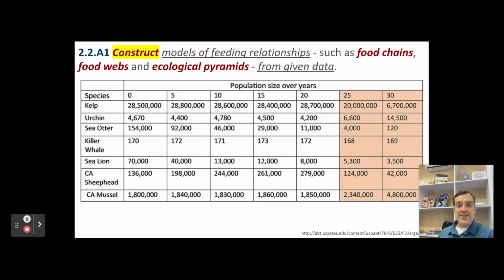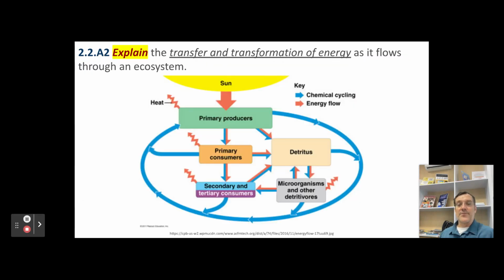You may be tasked on an ESS exam or in one of your PSOWs to build a model of feeding relationships based on numerical data. On your ESS exam, it probably won't be this complex, probably wouldn't have this many species or as many different years. You should expect to have to do that at some point.